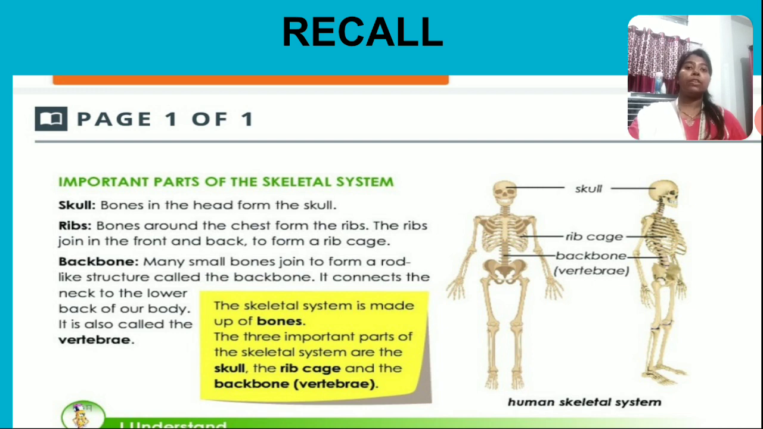We have learned about the parts of the skeletal system. We have learned the three important parts of the skeletal system: the skull present in the head, the bones in the head, then the ribs, the chest bone, and the backbone, the long bone. So these are the three important parts of the skeletal system.